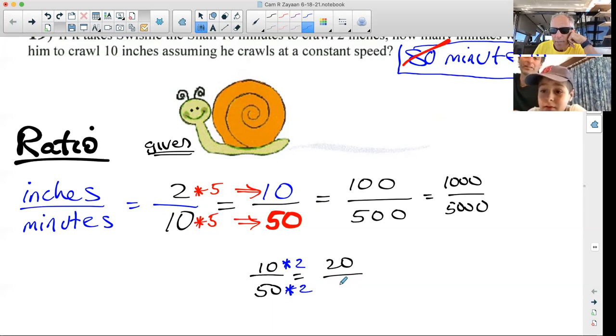And therefore, 50 times 2. What's 50 times 2? Think. Please. Oh, tell me. 100.